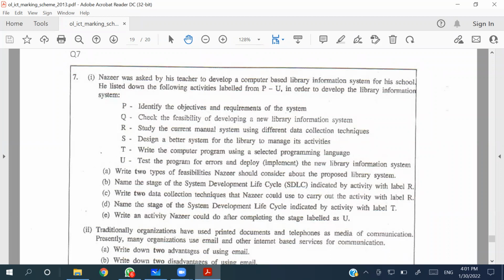So it is asking write 2 types of feasibilities. So there are 4 kinds of feasibilities that the syllabus was talking about earlier. You can say economical feasibility, financial feasibility, technical feasibility, organizational feasibility. And part B is asking name the stage of the system development life cycle indicated by the activity with label R. Study the current manual system using different data collection techniques. So what is that? That is preliminary investigation.